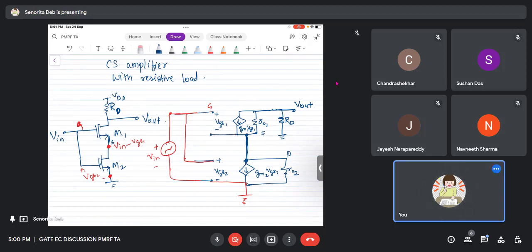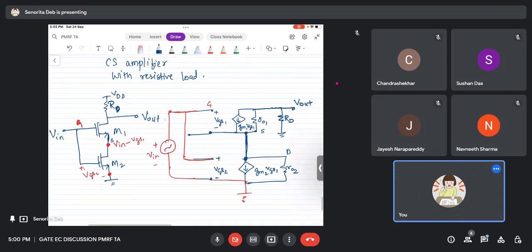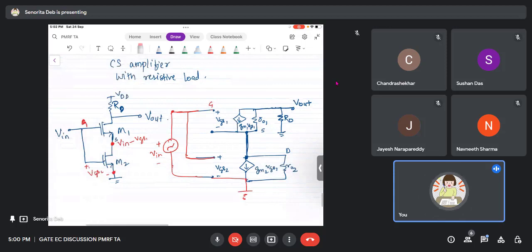So let me properly do it. Okay. So just make this. Okay. So this is the small signal. I deliberately did it quickly so that you guys can now analyze it. So analyze it. I wanted to do the R out analysis, but let me just stop here. You just analyze how I have drawn the small signal model.